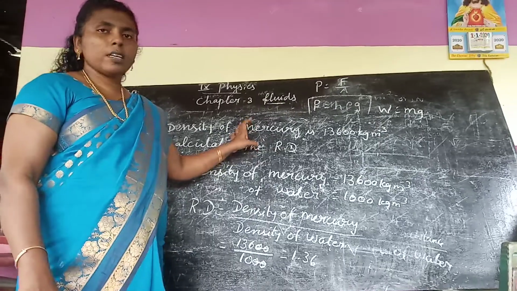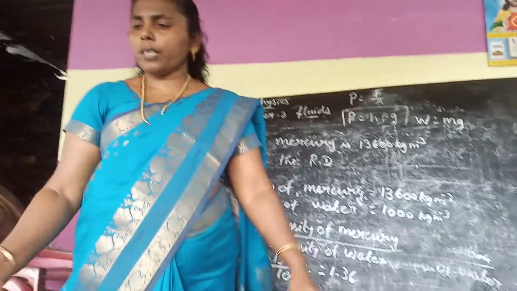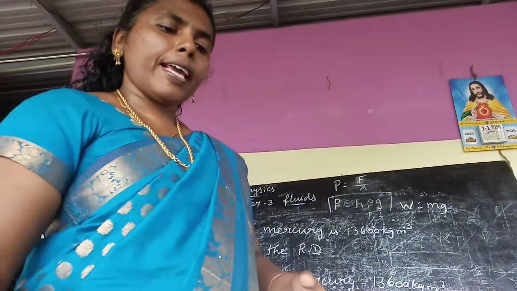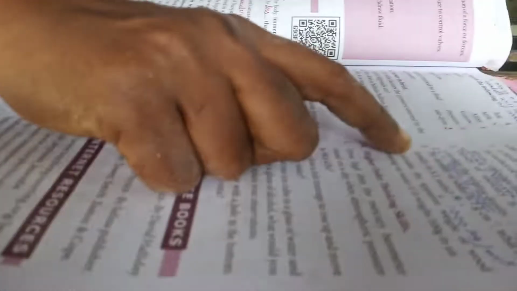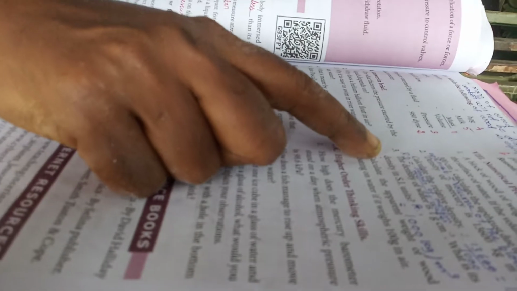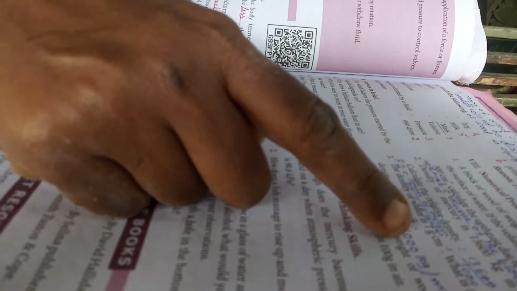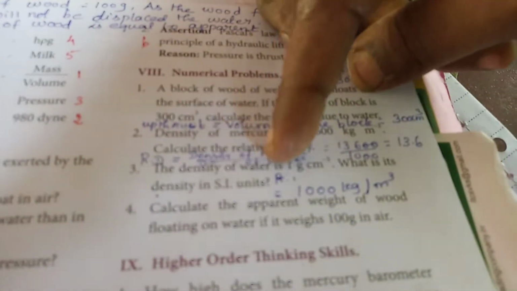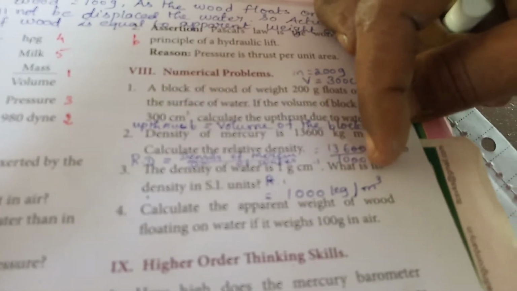Okay students, now take a book, all of you. Now we can mark the question. Numerical problem, Roll letter 8, third question. Second question you have already written. Third question, the density of water is 1 gram centimeter power minus 3. What is the density in SI unit? The answer is 1000 kilogram meter power minus 3.